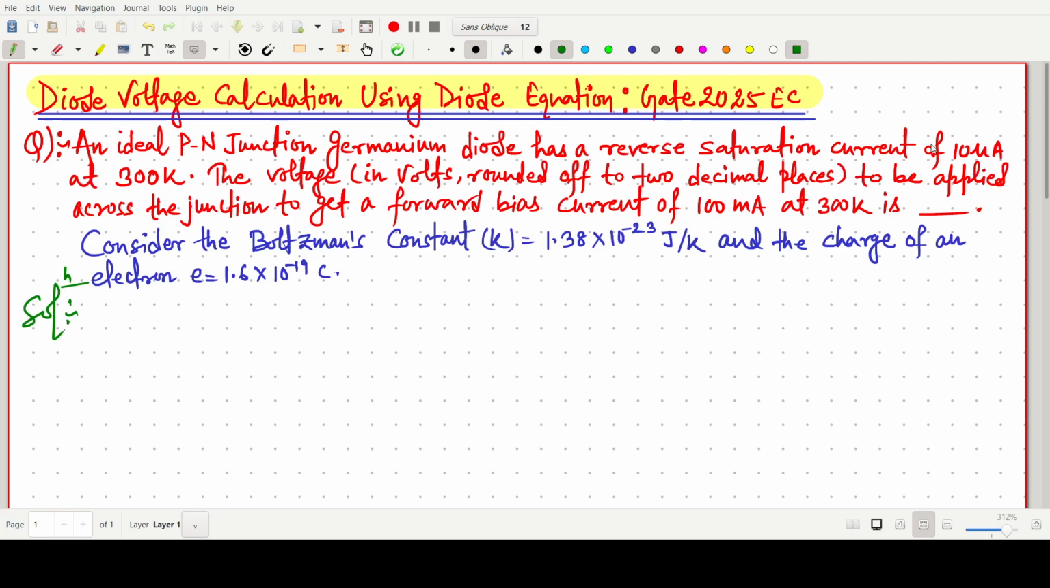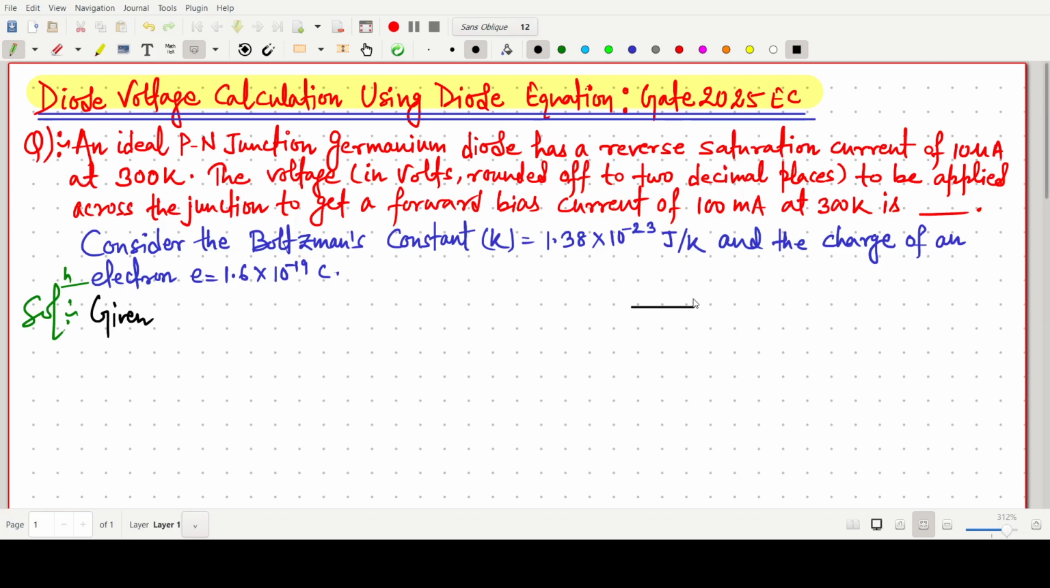So here given the reverse saturation current is 10 microampere at 300 Kelvin. The voltage in volts, round off to two decimal places, to be applied across the junction to get a forward bias current of 100 milliampere at 300 Kelvin. So here the given thing is, I am writing here the given thing.